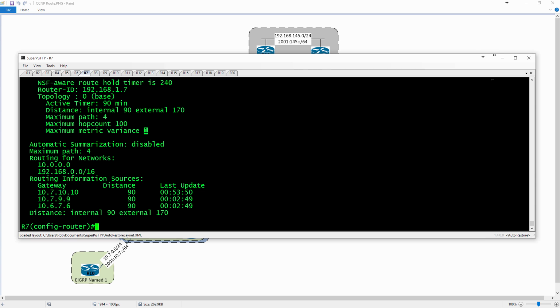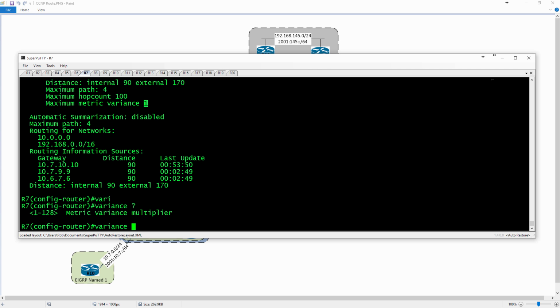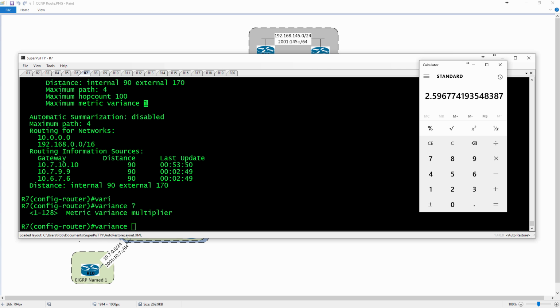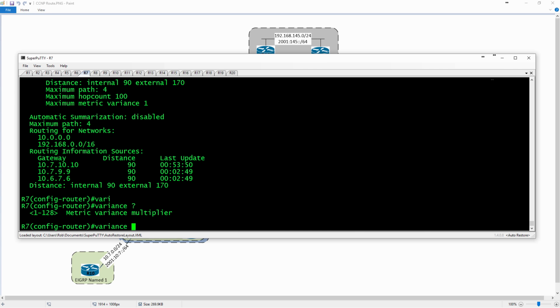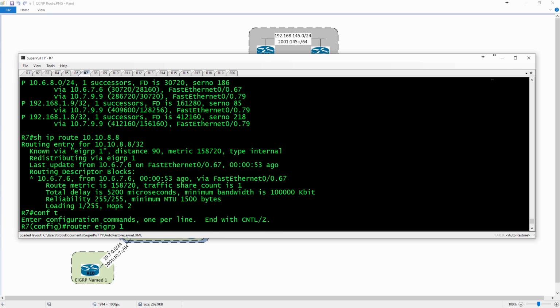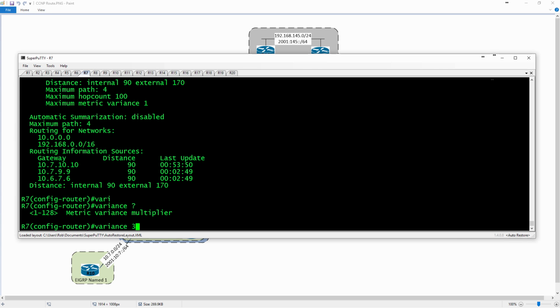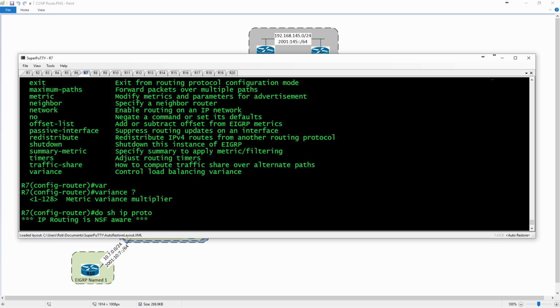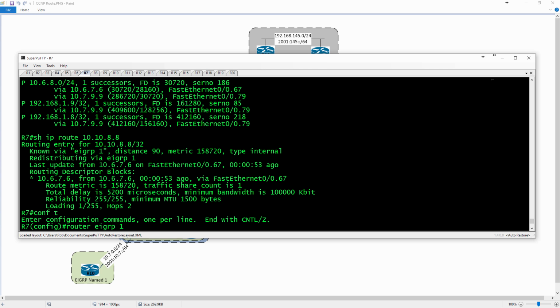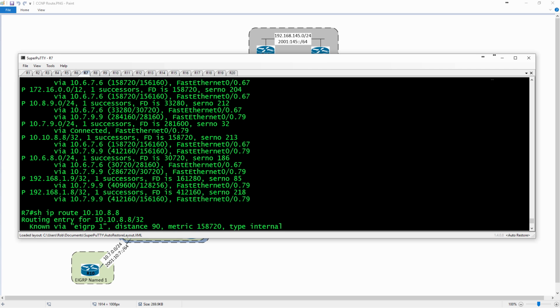So what we can do, using the variance command, based off of our calculation, which is 2.5, roughly 2.6, we can specify what by taking the feasible distance of the primary route, which is this guy right here, and multiplying that by 3, or use a variance of 3. By using a variance of 3, we can say, okay, EIGRP will consider a route that is up to and equal to 3 times this value.